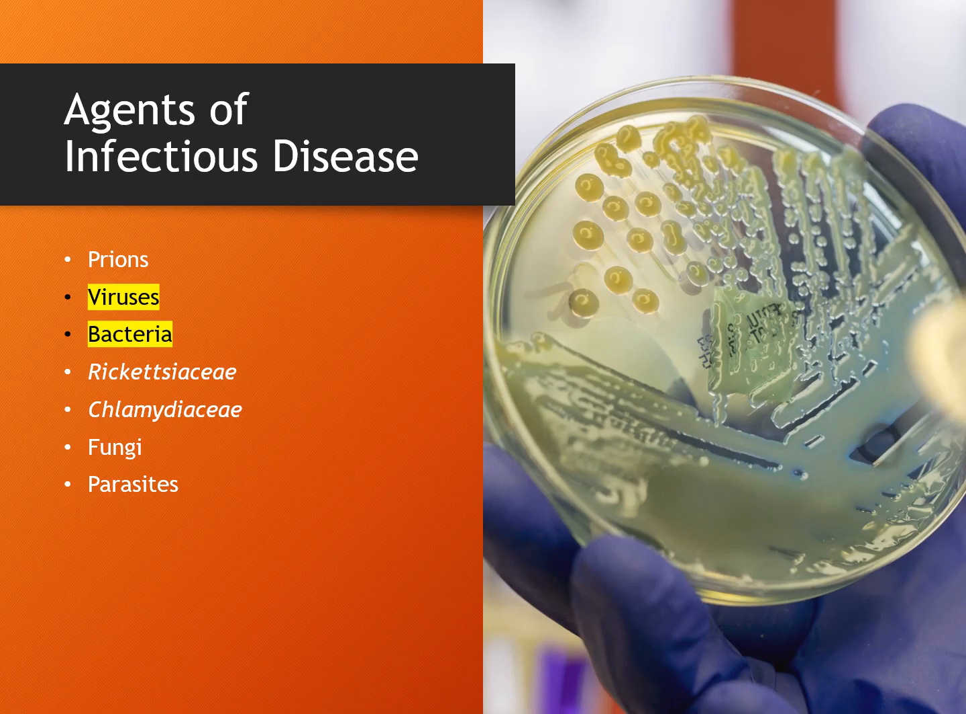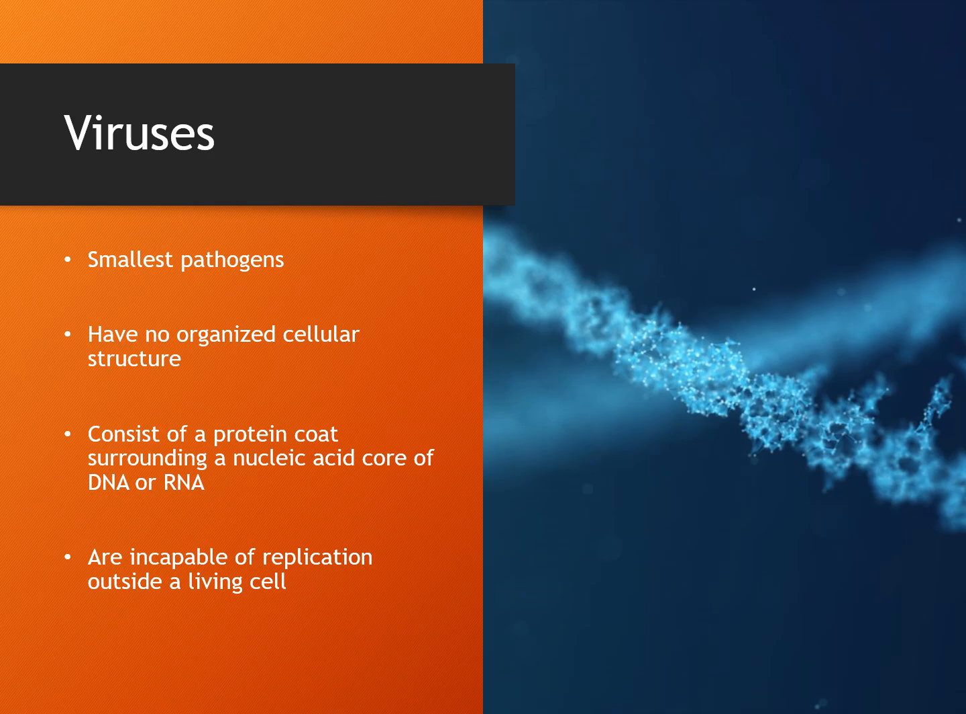So these are the different types of infectious agents that can cause disease: prions, viruses, bacteria, rickettsia, chlamydiaceae, fungi, and parasites. And I have viruses and bacteria highlighted because that's where most of our focus is going to be. We'll talk briefly about some fungal infection pieces, but for the most part, we're going to focus on viruses and bacteria because they are by far the most common human pathogens. So we'll start with viruses.